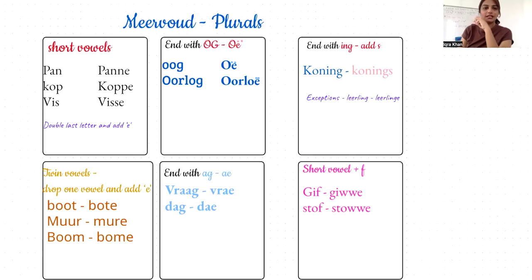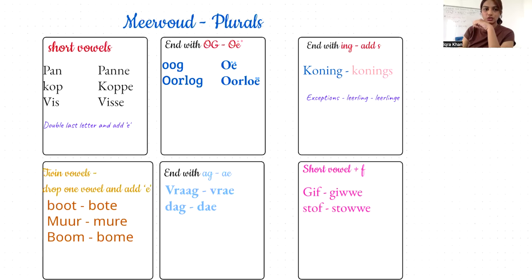Okay, so let's look at Meervoud plurals. The first one is about short vowels. So what are your vowels? A, E, I, O, U. Those are your vowel letters, just recapping. Your short vowels are when you have short vowels in an Afrikaans word like pan, kop, and then vis. So you're going to double the last letter and add an E.